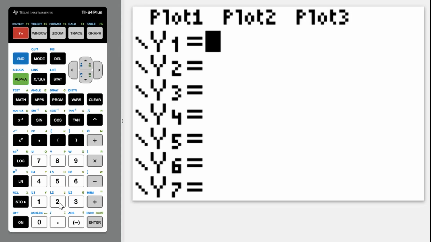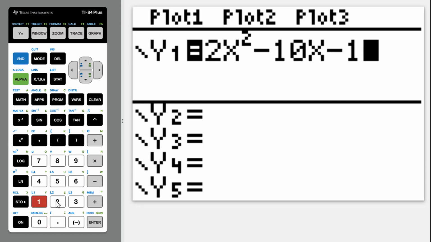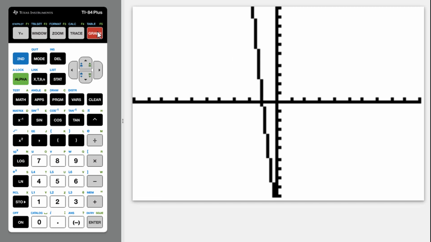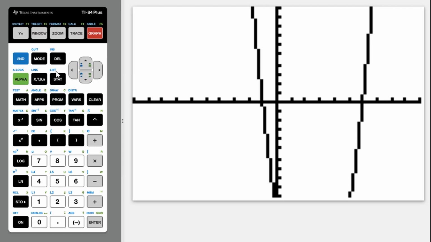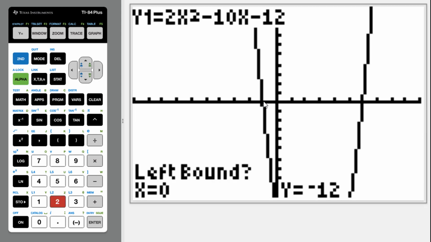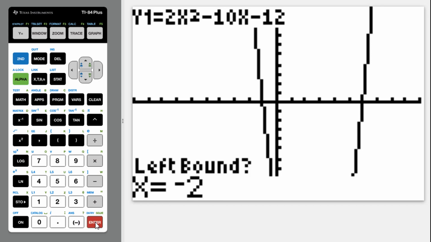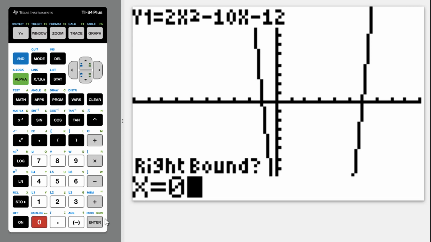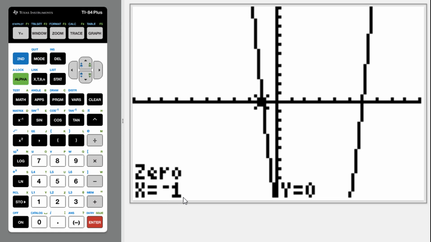Go to y equals 2x squared minus 10x minus 12. Go graph. We are looking for the x-intercept. So we go to second trace to 0. This is -1, -2. So left bound, let's do -2. Right bound, let's do 0. Enter. So we get x1 equals -1.